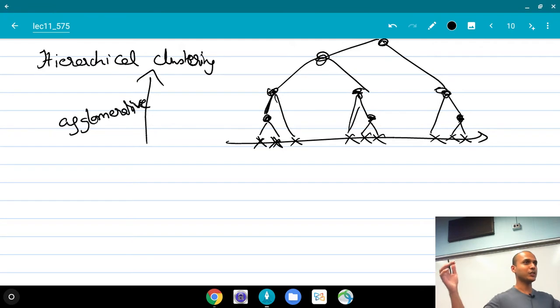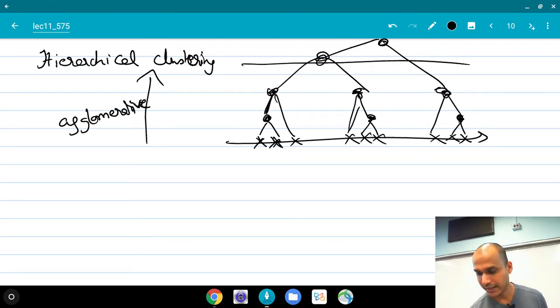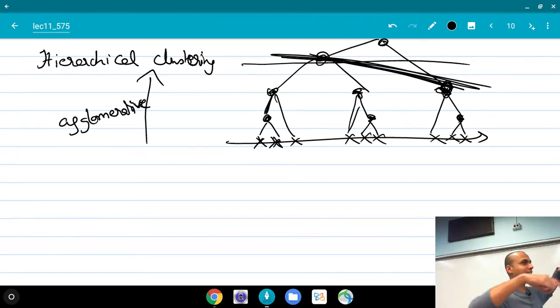So the topmost node is like saying everything belongs to one huge cluster. At this level, there are actually 2 points here, this one and this one, and it's just saying there are 2 clusters. One cluster involves 6 points, and the second cluster involves 3 points. It's just an intuitive way.